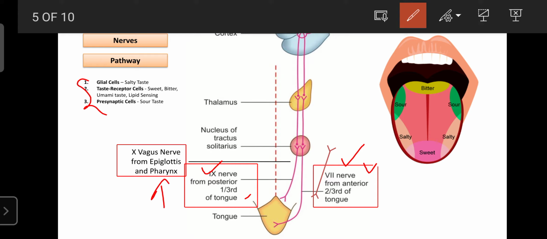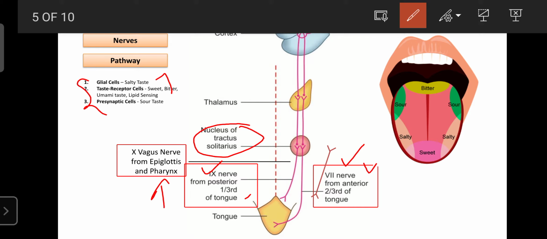So the facial nerve and the ninth, the glossopharyngeal, are involved in the detection of taste by carrying the impulses from these cells. Those impulses reach the nucleus tractus solitarius, which is present in the pons and medulla oblongata.